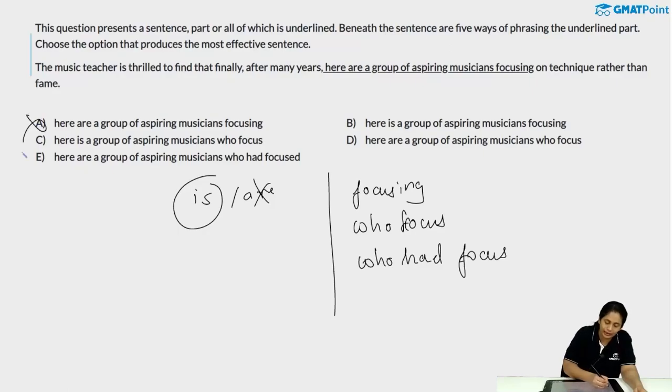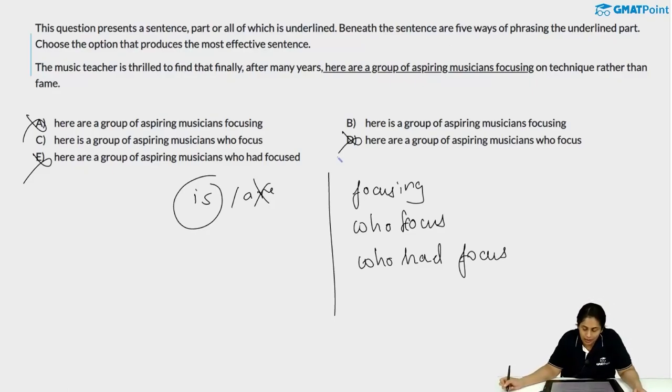So using that, I can eliminate option A, option E, and option D as such. We are left with options B and C. Now the option with "who focus" is also gone. So it is the choice between "focusing" and "who focus" as such.